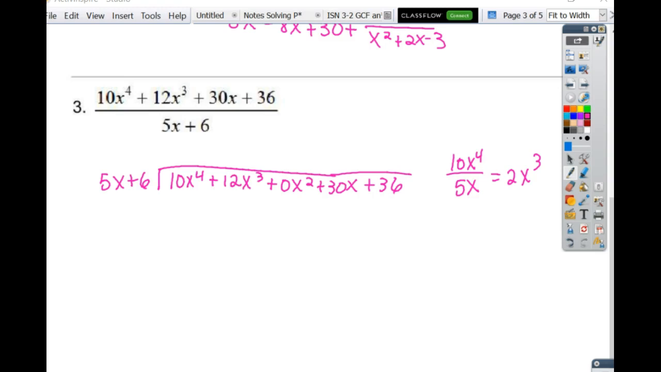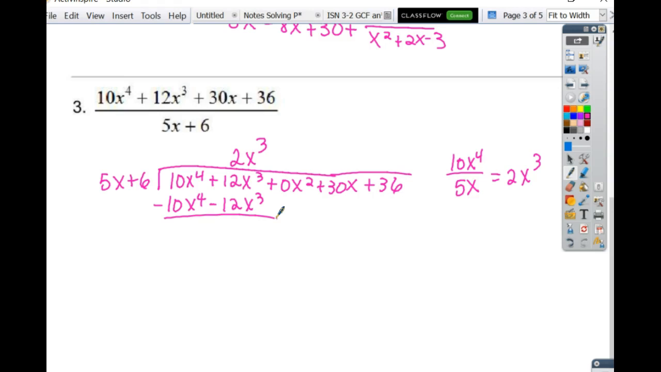All right. So we have 2x to the third. That goes over here. So when I multiply, okay, so how many of you just stopped right there? But why?